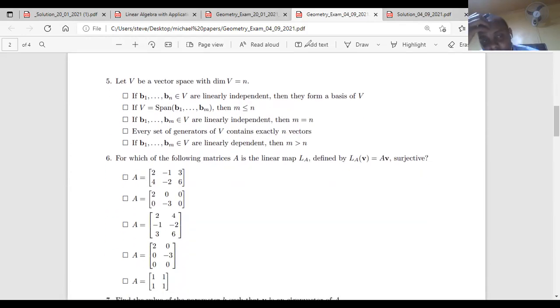Okay. So let V be a vector space with dimension V equals n. If B1 up to Bn in V are linearly independent, then they form a basis of V. If V equals the span of that, then M, okay.